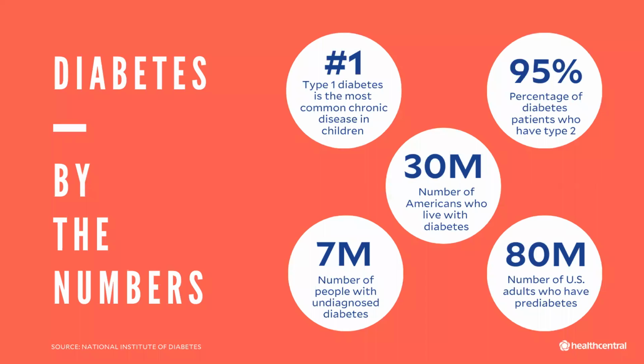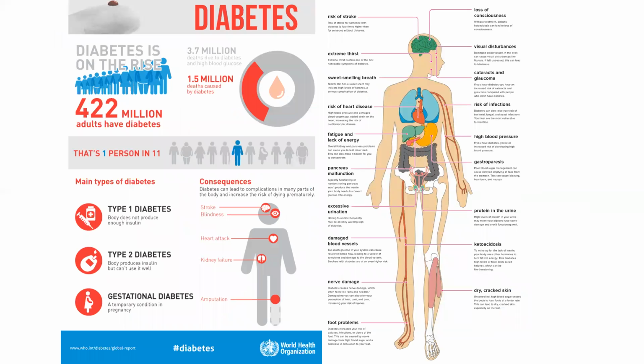Now, let's discuss some diseases associated with glucose metabolism. The most well-known is diabetes. Over 30 million Americans currently have diabetes, with an additional 80 million Americans who have pre-diabetes. Let's discuss the pathology of diabetes.